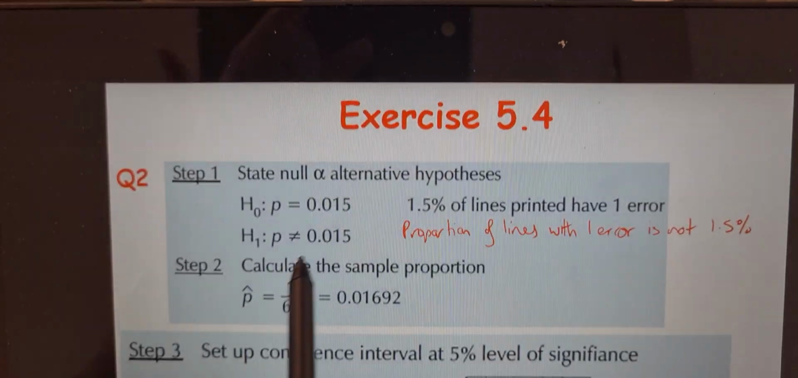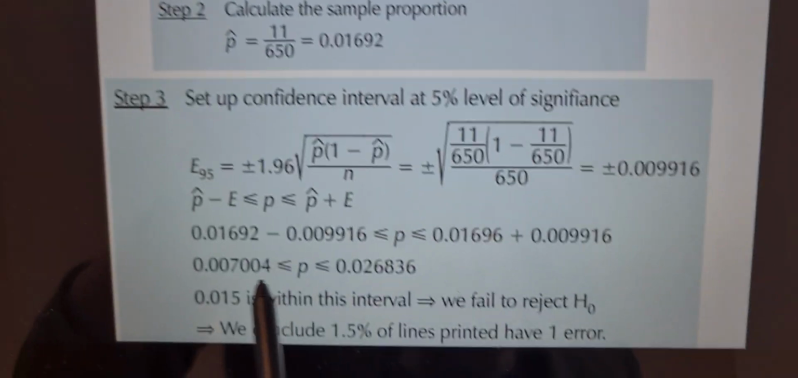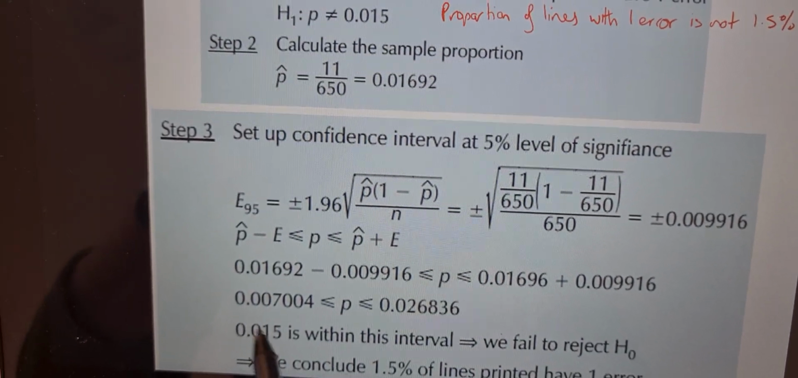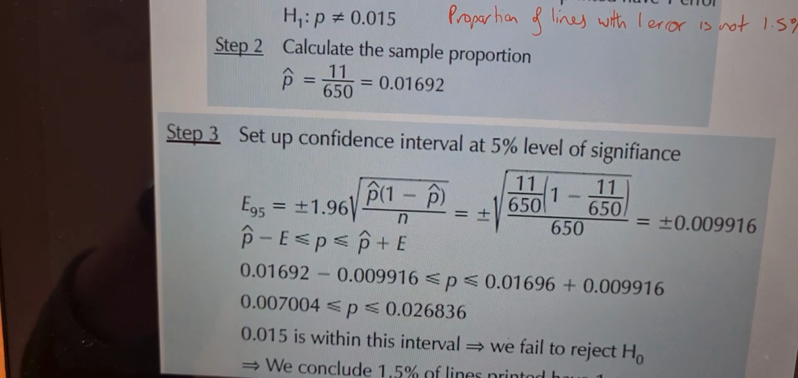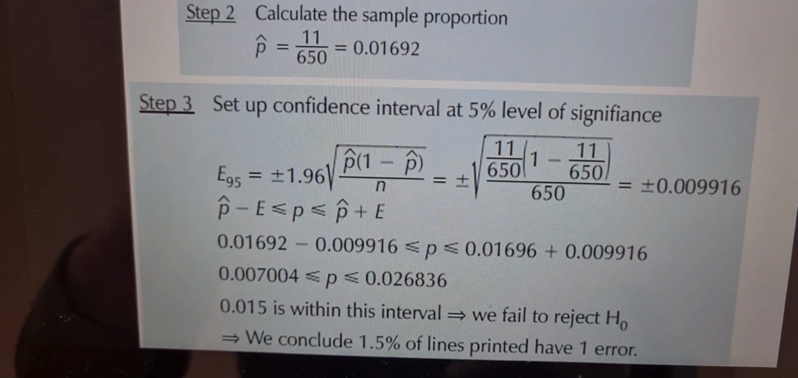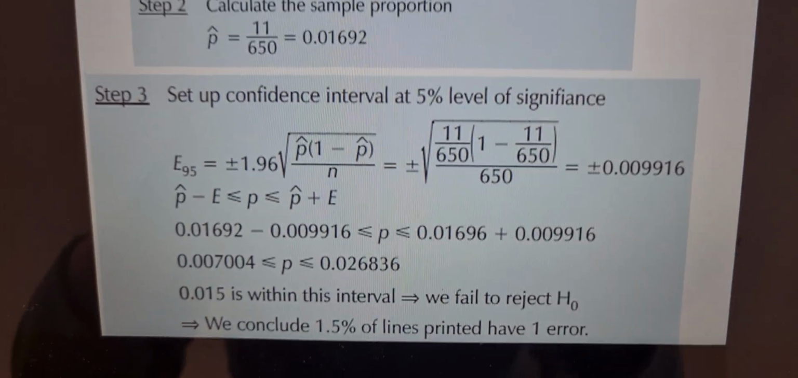So because p was 1.5%, or 0.015, that lies within that interval on a number line. So because the proportion lies within that interval, that would mean that we fail to reject H0. So we're concluding then that 1.5% of the lines printed would have one error. So the company's claim was correct.